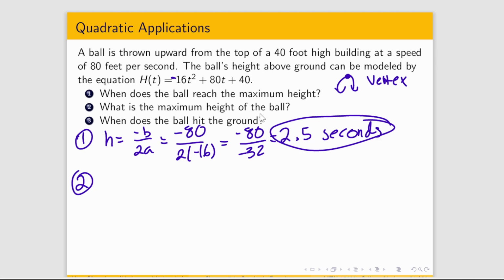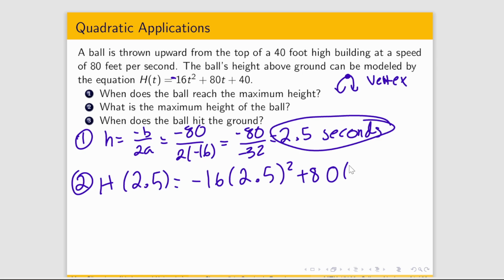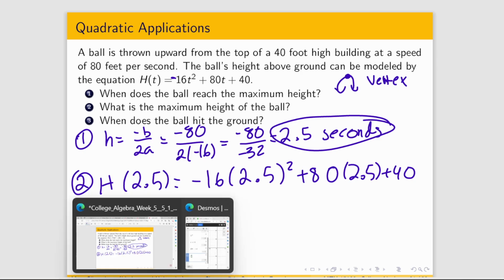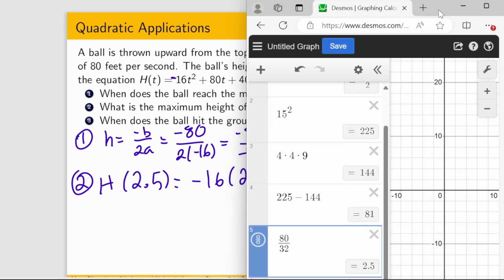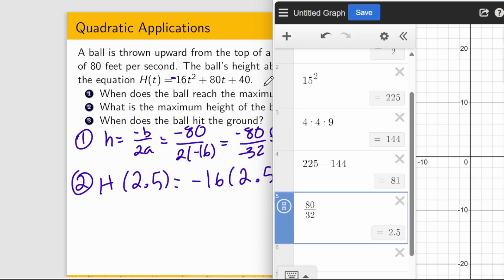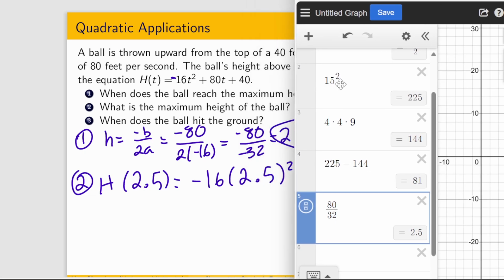What is the maximum height of the ball? Well, to figure out what is the maximum height, that's just asking you to plug this into the equation to solve for what that height would be. So you have h of 2.5 is equal to negative 16 times 2.5 squared plus 80 times 2.5 plus 40. And now that I've neatly shown my work, it's ready to plug that into a calculator, because even though I know you could do that arithmetic by hand, that's not really the focus of this class.